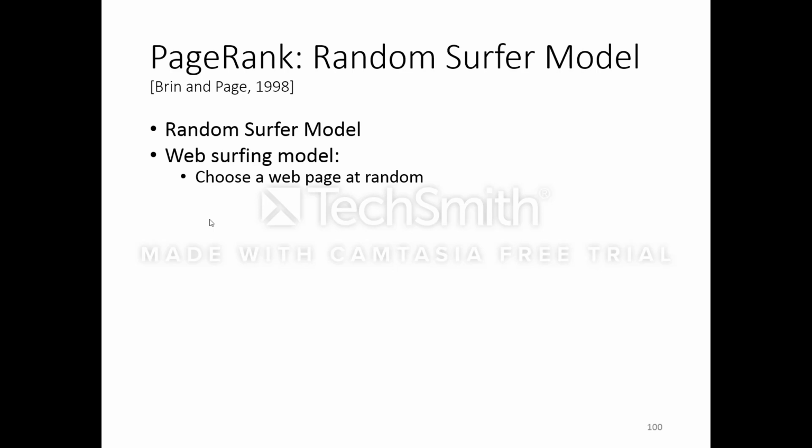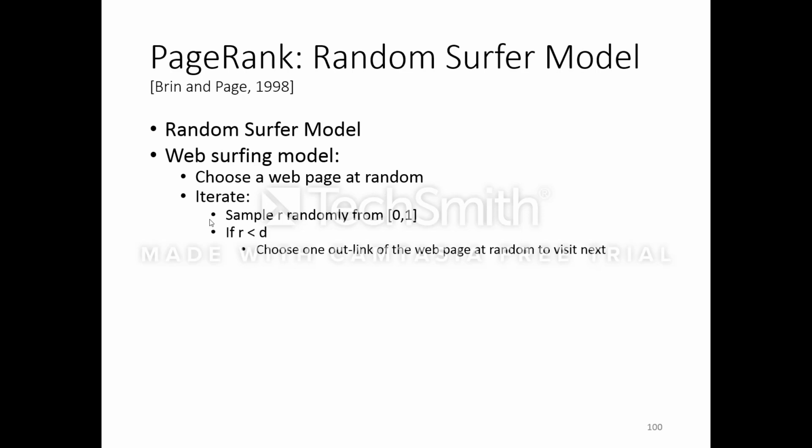So the web surfing model looks like this. You choose a web page at random. So you're a user who is starting a web search, web browsing session. You choose a web page at random. Maybe you type in something, and you iterate over the following steps. One is you sample R randomly from 0 to 1, which is a uniform distribution. And if R is less than D, so with a probability equal to D, you choose one outlink of the web page at random to visit next.